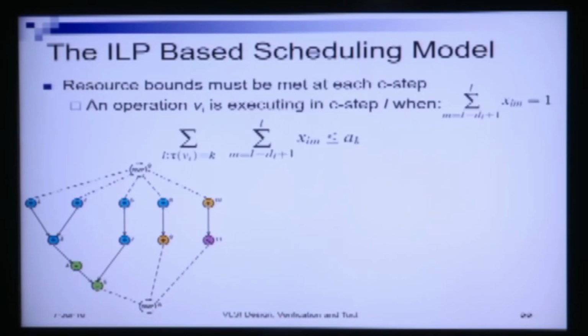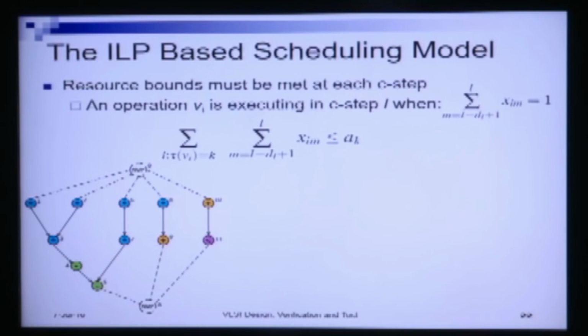Now, we have the final and the third type of constraints, which are the resource constraints. So, at each time point resource bounds must be met. Why is this important? As we said, this is resource constraint scheduling and we only have a limited number of resources of each type. Now, to do that, we first have a small definition here.